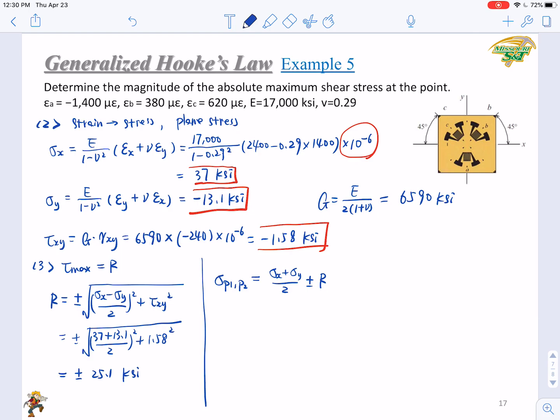Here's the average value. The center will be these two added together over 2, about 24 over 2, 12, plus or minus 25.1. So approximately, sigma P1 is 37 and sigma P2 is negative 13.